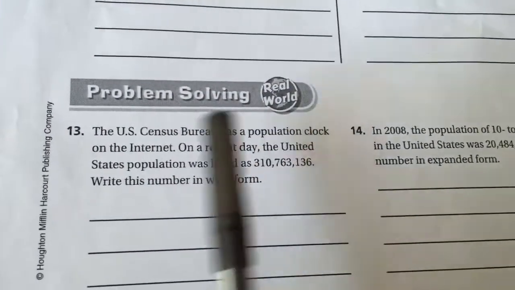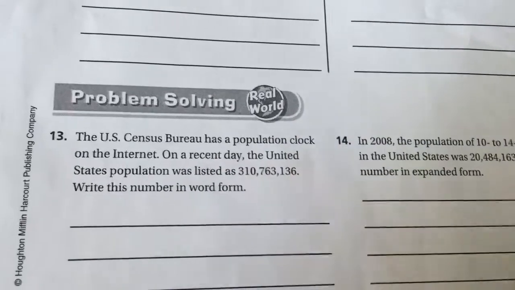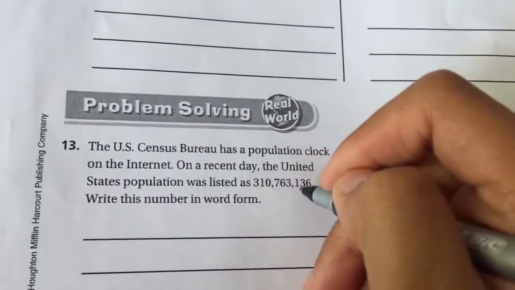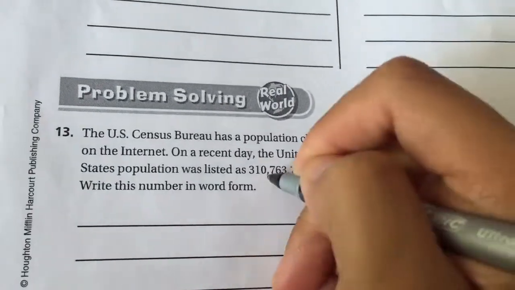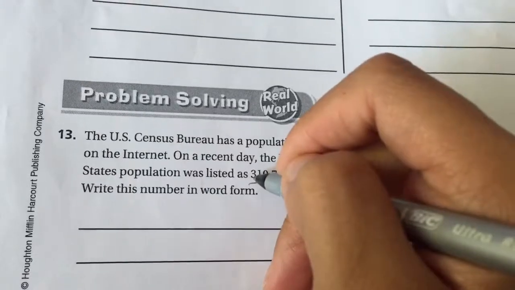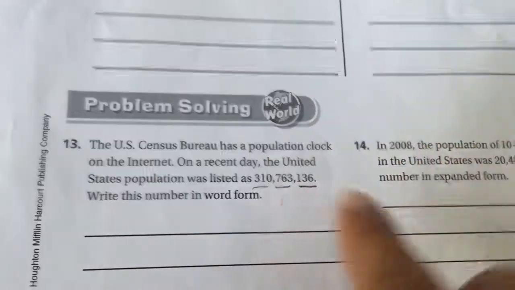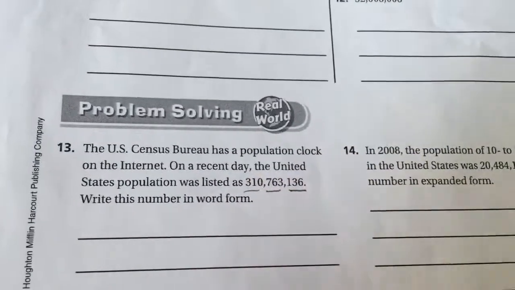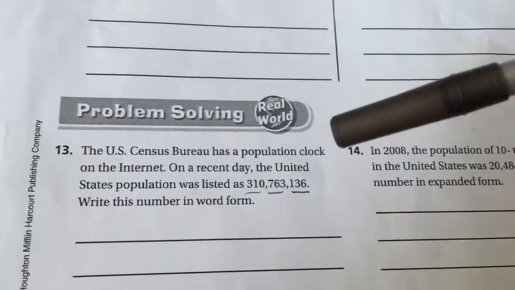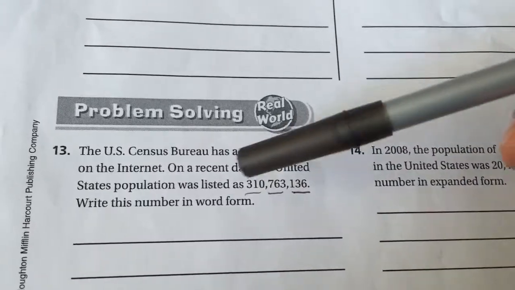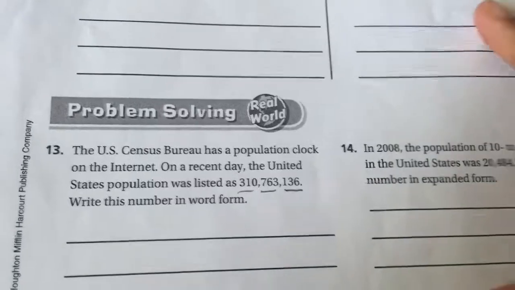On a recent day, the United States population was listed as blank. Write this number in word form. So I'm not going to give you the answer for these. What I'd like to do is help you set up the problem. Don't forget to show your work by telling what periods these are. And then word form is going to be all in words. So say this number. Once you say that number, write everything you're saying out with letters, including the number. And don't forget to put commas after every period. So between the millions and the thousands, put a comma. Between the thousands and the hundreds, put a comma.